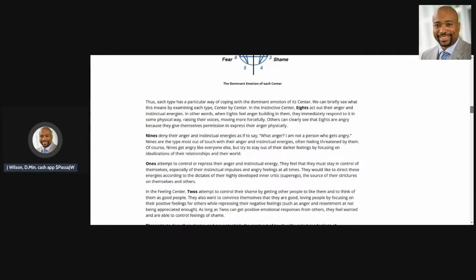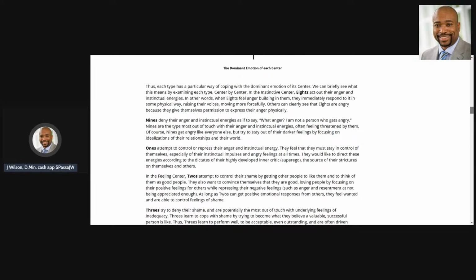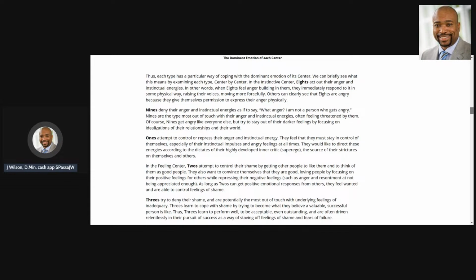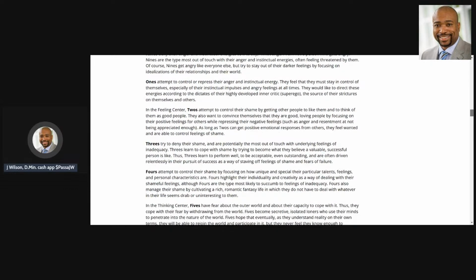So 8s act out their anger and instinctual energies. In other words, when an 8 feels anger build in them, they immediately respond to it in some physical way, raising their voice, moving more forcefully. Others can clearly see that 8s are angry because they give themselves permission to express their anger. 9s deny their anger. "What is anger? I'm not a person who gets angry." 9s are the type out of touch with their anger, and then 1s try to repress it. So it really tells you where you are.